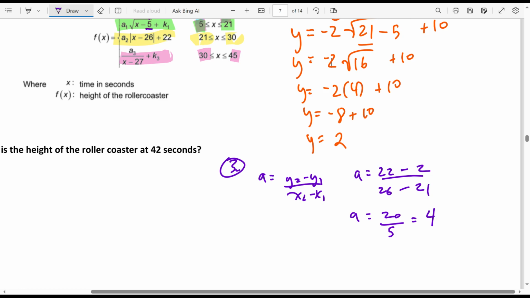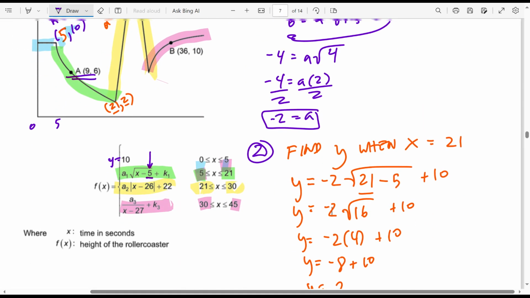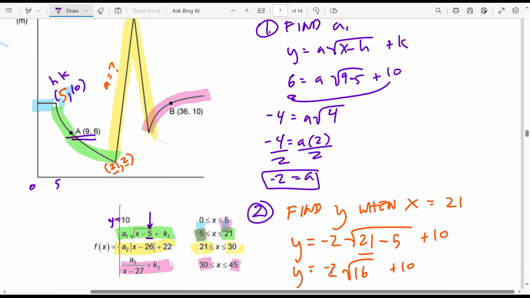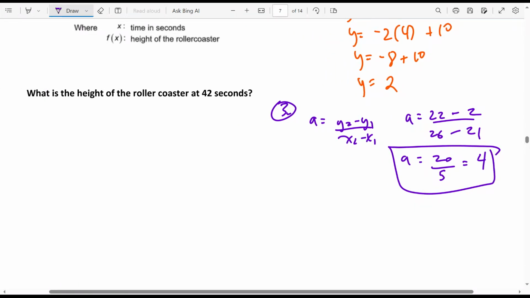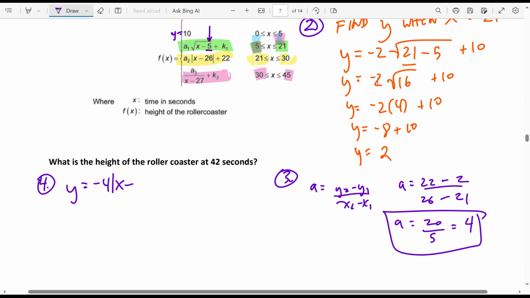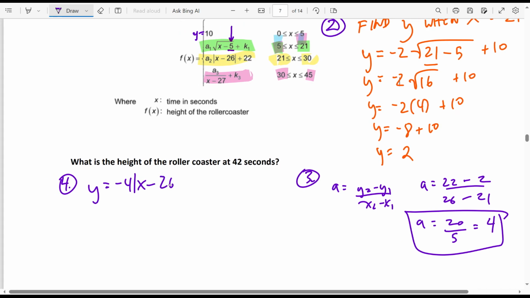Only problem is the absolute value function is facing down. So what is my A value going to be? It's going to be A is negative 4, not just A is 4. So I change that to negative. So finally, that's my A value. So then we're still in the absolute value function, now negative 4x minus 26.